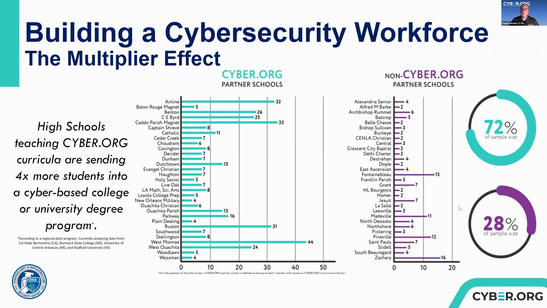Multiplier effect. This is a general study we did in Northeast Louisiana with Louisiana Tech University, Grambling State, and Bossier Parish Community Colleges. We took a look at the incoming freshman class, what high school they came from, and did that high school have access to cyber.org curriculum or not? And we see a roughly 4x multiplier of students going into cyber programs at those three institutions if they came from a school that had access to cyber.org curriculum.